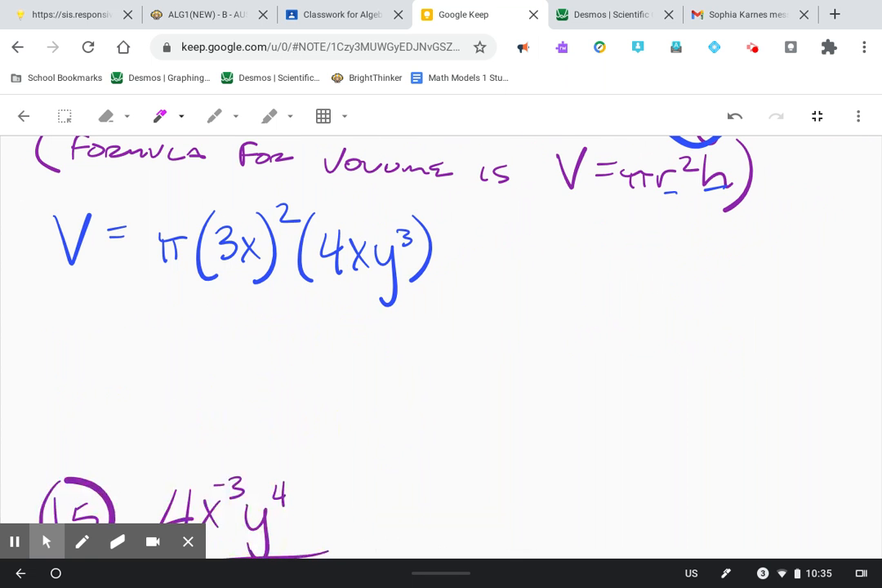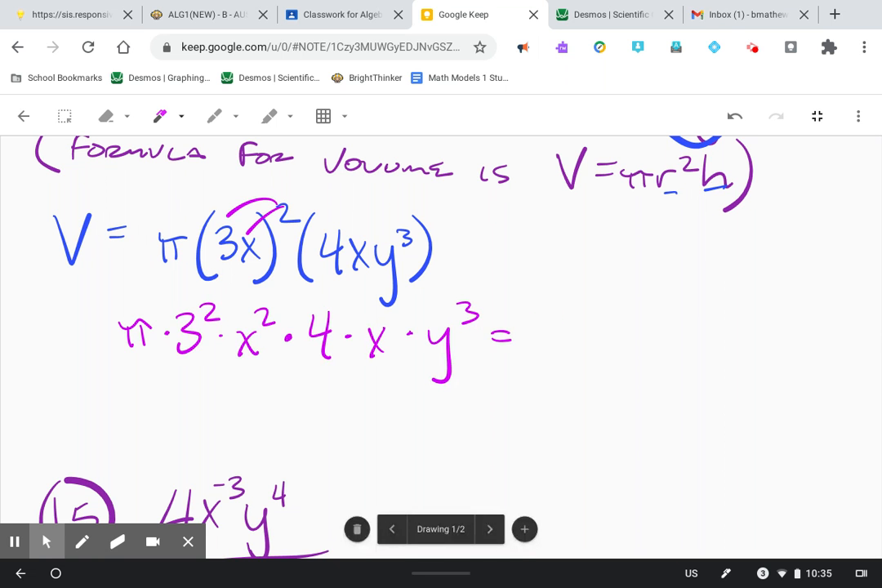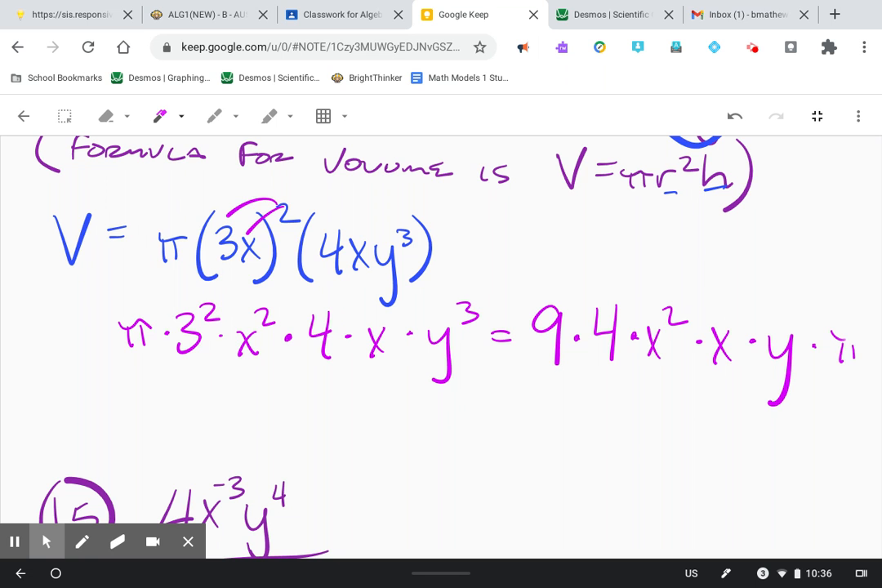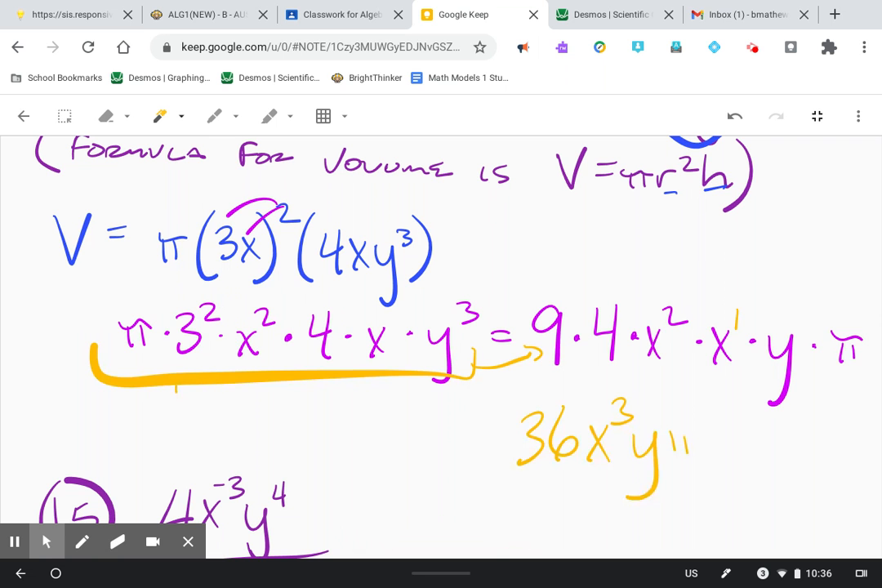We go on to the next step. 3x squared, that 2 is going to get distributed. So we're going to get 3 squared x squared squared, 4xy to the third. We need to organize that so we can get things that go together. That 3 squared is going to become 9. Then we'll have the 4. Then we'll have the x squared and the x and the y and the pi. So all I've done is reorganize all of this into this order, and then we multiply everything together. 9 times 4 is 36. X to the third, because 2 plus 1 is 3, y, and then pi.